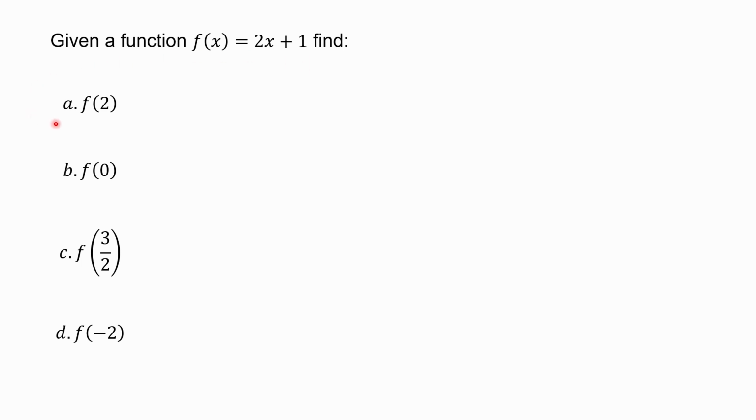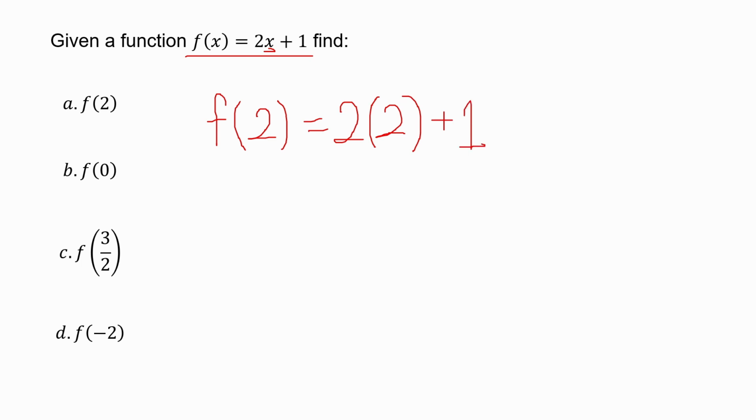And then in A, it says find f of 2, meaning you replace x with 2. That's just how you evaluate functions. So we have f of x is equal to 2x plus 1. Find f of 2. f of 2 is equal to 2, and our x will become 2 now. 2 times 2 plus 1, which is equal to 4 plus 1, or 5. And that's the answer for A.